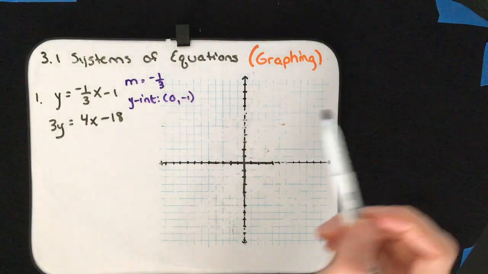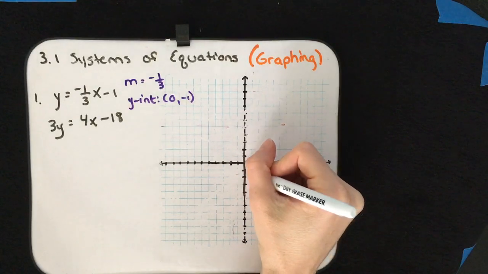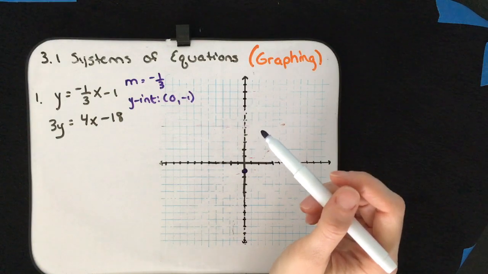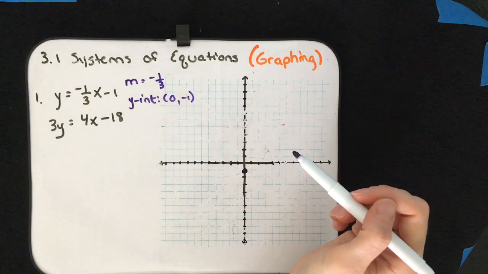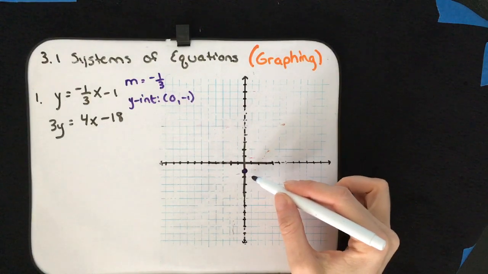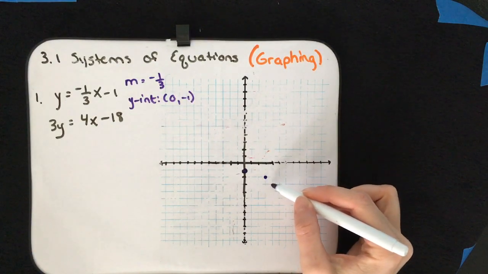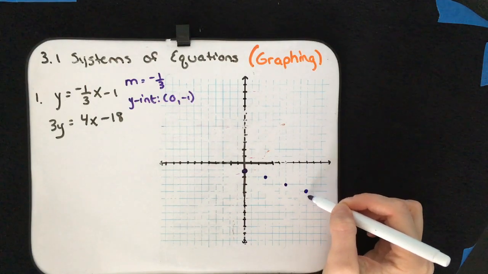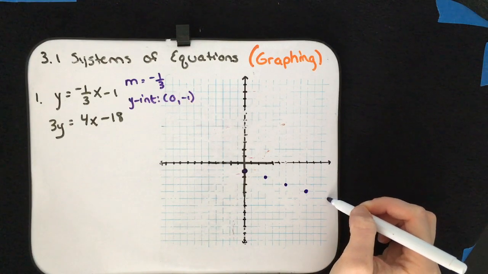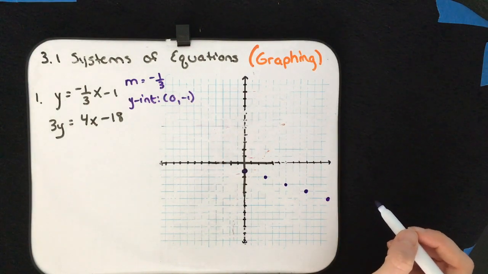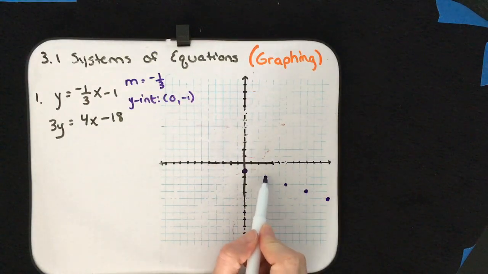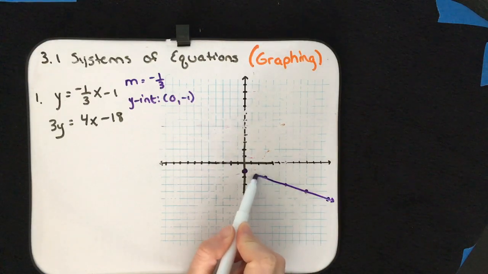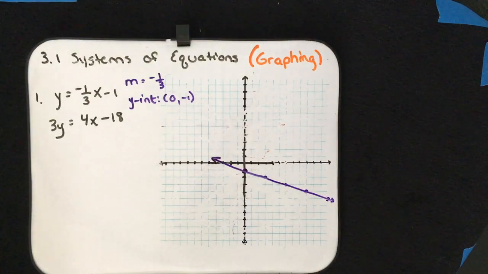In order to graph this one, we'll start with our y-intercept of negative 1, and then our slope says negative 1/3. So that means we go down 1 and we always run to the right. So down 1 and over 3. Down 1 over 3, down 1 over 3. There we go. We can connect our dots. There we go. And let's look at our second line.